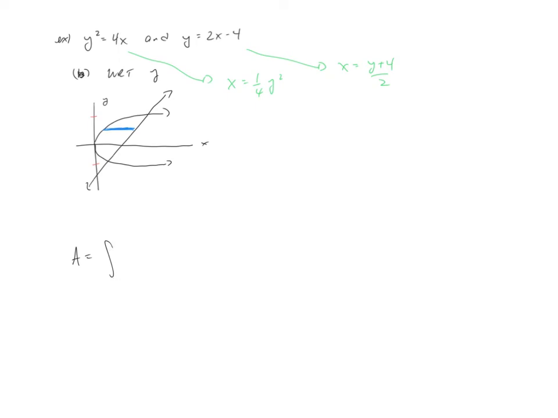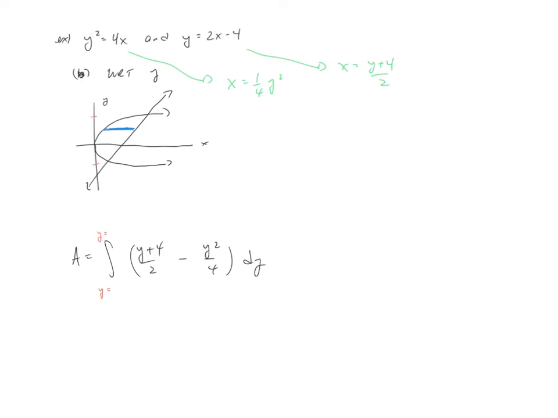But the right being the line, would be this function right here, y plus 4 over 2, minus the left. The left would be that parabola, which would be this guy here. And then since we're with respect to y, it's got to be a dy. So again, remember, if you choose a dx, there can only be x's. If you choose a dy, there can only be y's. Additionally, these bounds have to also correspond with the variable that we're integrating with respect to. So this has to be a y equals a number and a y equals a number here.